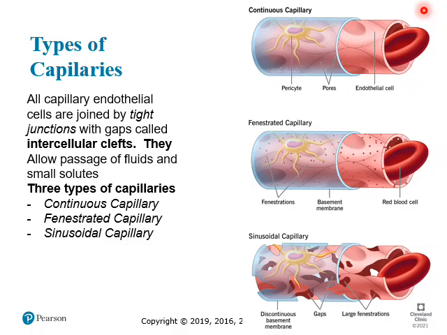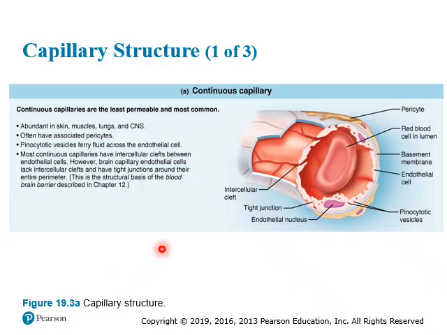You have the continuous capillary, this top capillary here, and then you have your fenestrated capillary, and then you have your ugly looking sinusoidal capillary. Let me explain to you the difference structurally between these three. I will explain them individually. And here you have your continuous capillary.